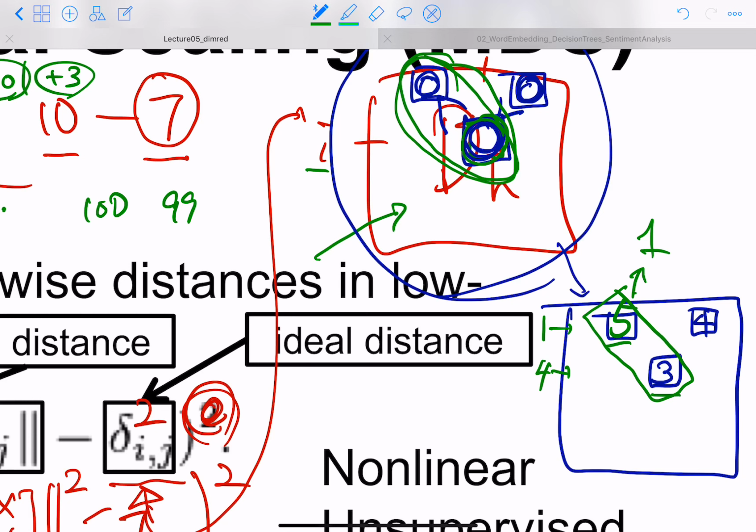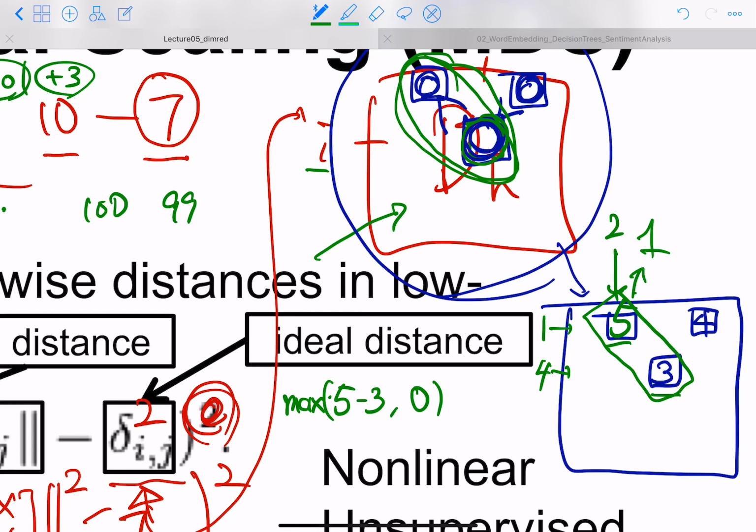let's fully define our loss function. 3 minus 5, or maybe 5 minus 3, and 0, max. So you guys know the hinge loss, right? Hinge loss.